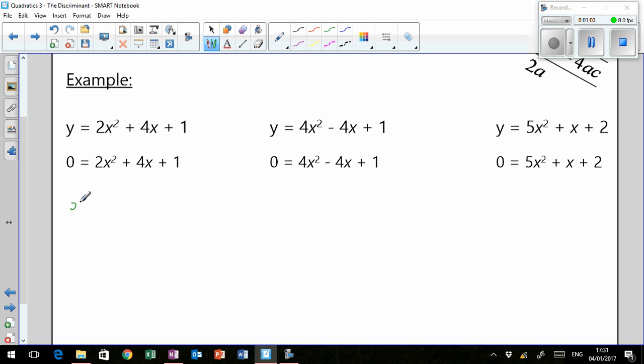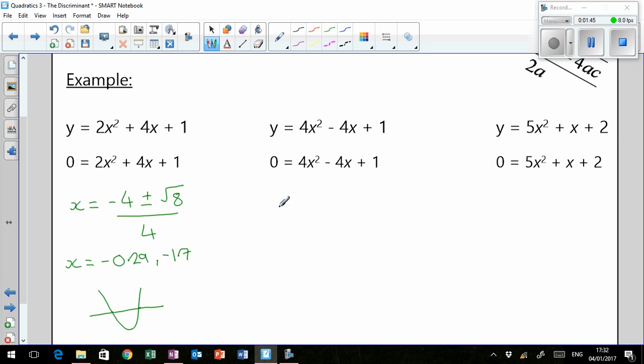The first one, the solution x will be given by, when you sub in a, b and c, it will simplify to -4 plus or minus the square root of 8 over 4, which gives you two answers: x equals -0.29 and x equals -1.7. Those are the two possibilities that come from that quadratic. So that quadratic cuts the x-axis in two different places, at -0.29 and -1.7.